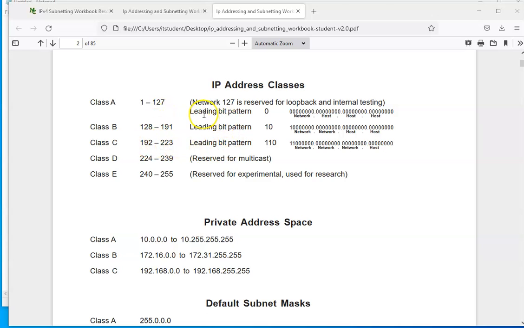Now there's a term called a leading bit pattern. If we convert this range into binary, the first leading bit, the first bit, will be a 0 for a Class A. Okay. The leading bit pattern for a Class B is 10, and I'll explain what these mean a little bit later when I create a chart. And the leading bit pattern for a Class C will always be 110. So every network that's Class A, B, or C is going to start with a certain pattern, and this is the leading bit pattern for each one of those.